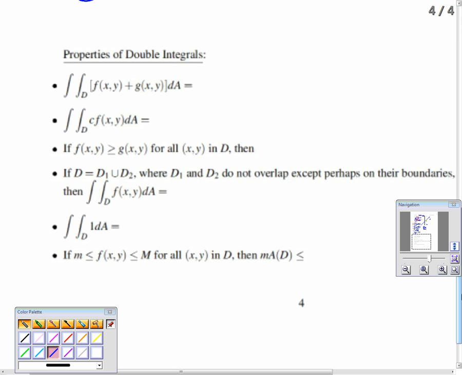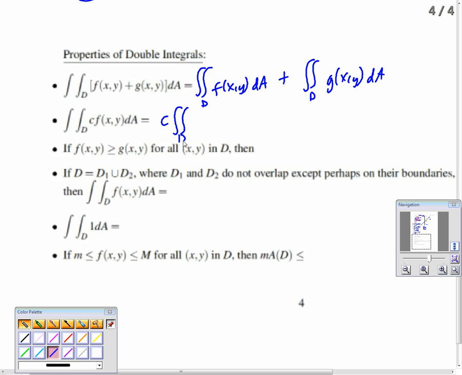Properties of double integrals. What do you think this is? The double integral of f of x, y plus the double integral of g of x, y. Did we do that already? I think we did. What about this one? Take a guess then, Josh. The double integral will be greater than the double integral. Yeah, that's like fourth grade.